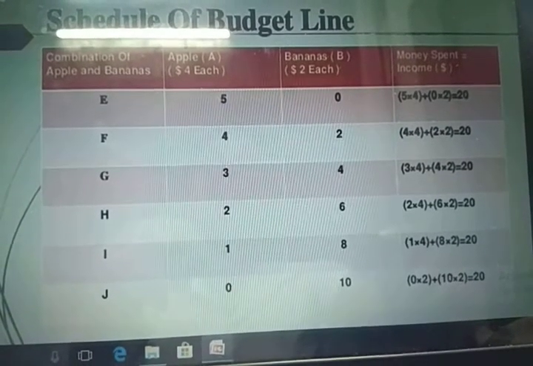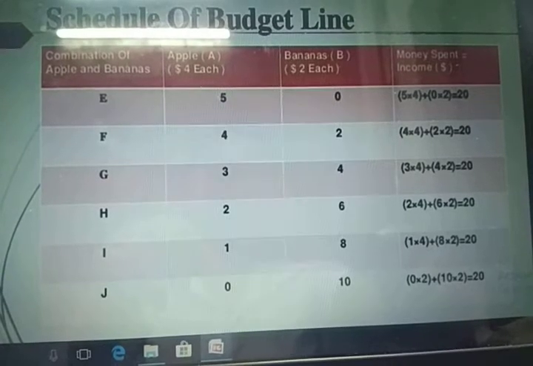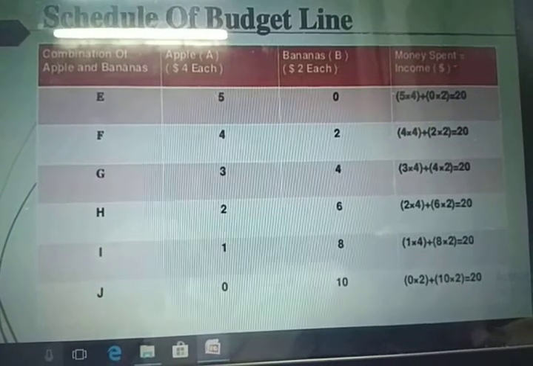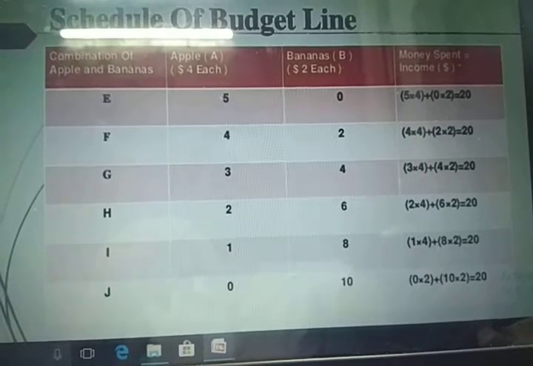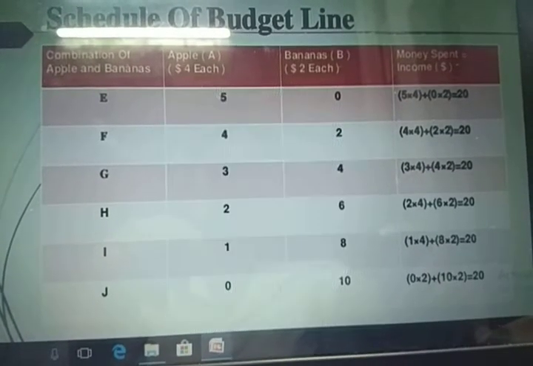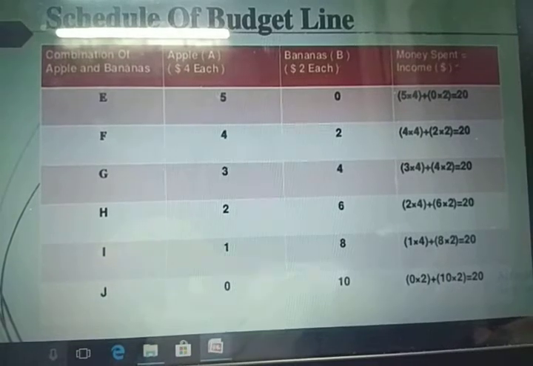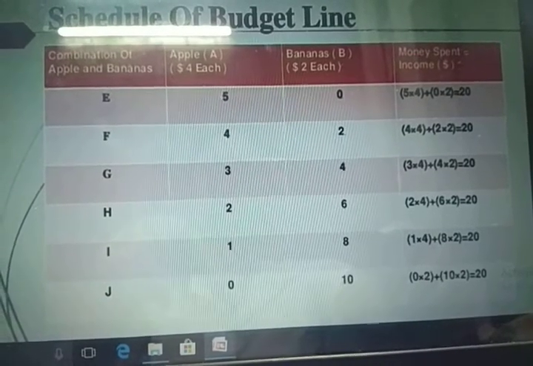So for every apple, you can get 2 units of banana. At combination G, you are spending 4 threes, that is 12 rupees on apple and 8 rupees on banana. So a total of 20.